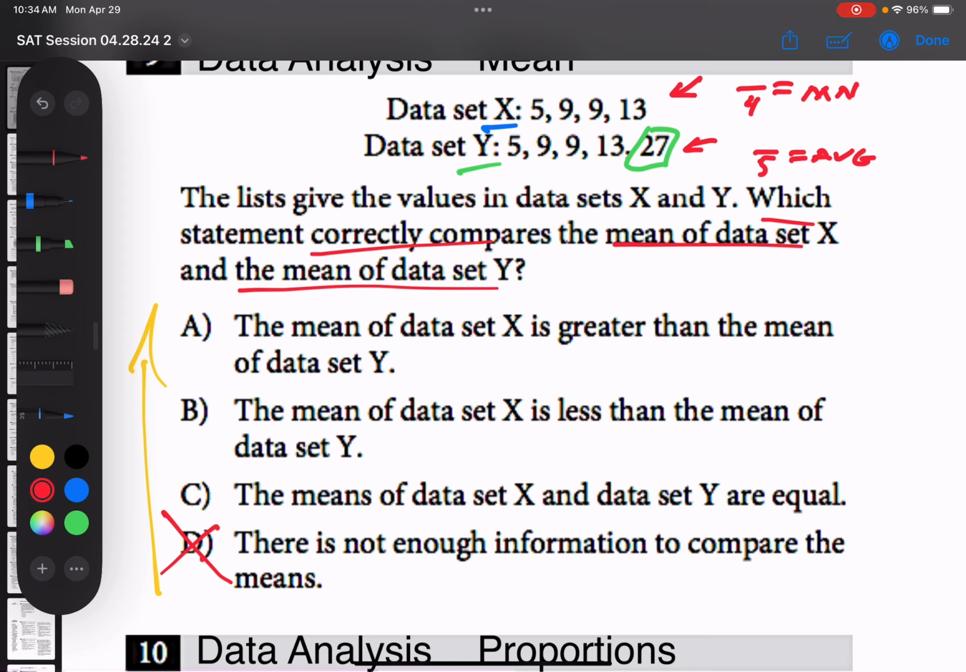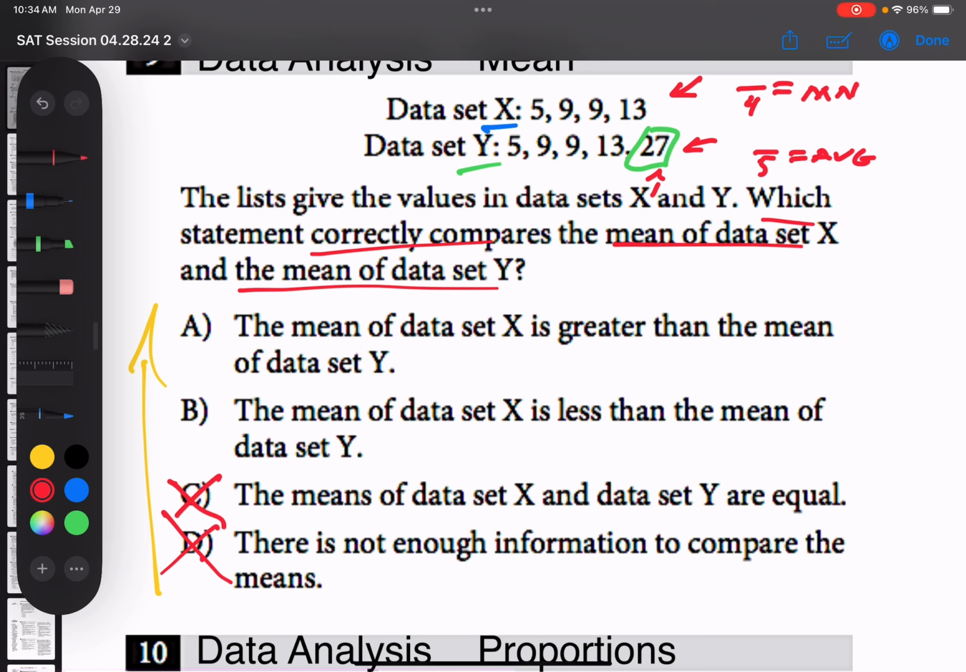C says the means of data set X and data set Y are equal. There ain't no way, no how it's going to be equal when you got the extra 27 in data set Y. Data set X doesn't have a 27, so there's no way it's going to be equal. Now, data set Y, use common sense. Data set Y has an extra number. It's a big number, a 27. Even if it's a number 1, it's still going to be a bigger average than data set X.